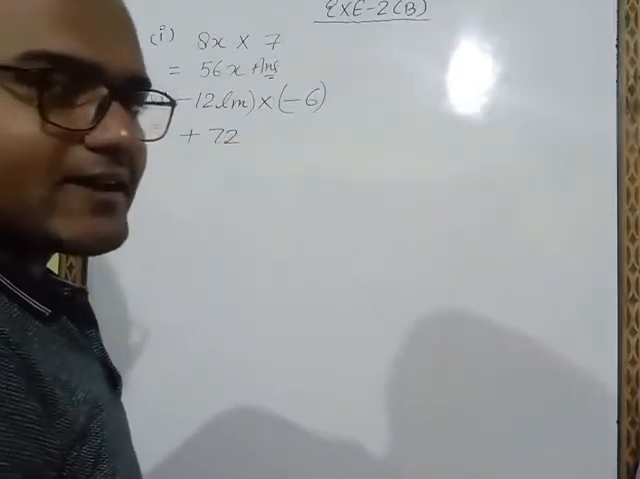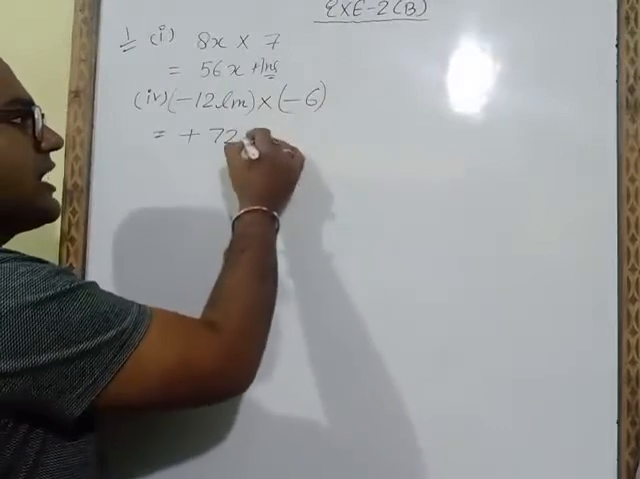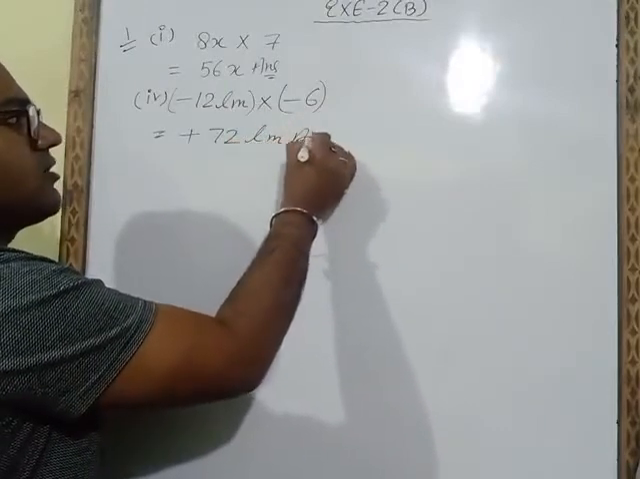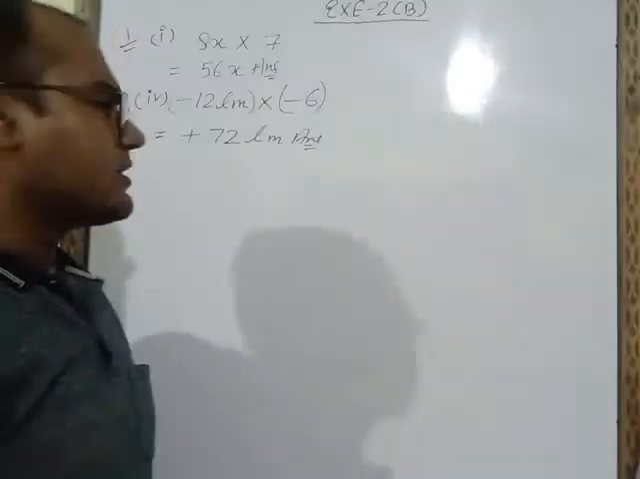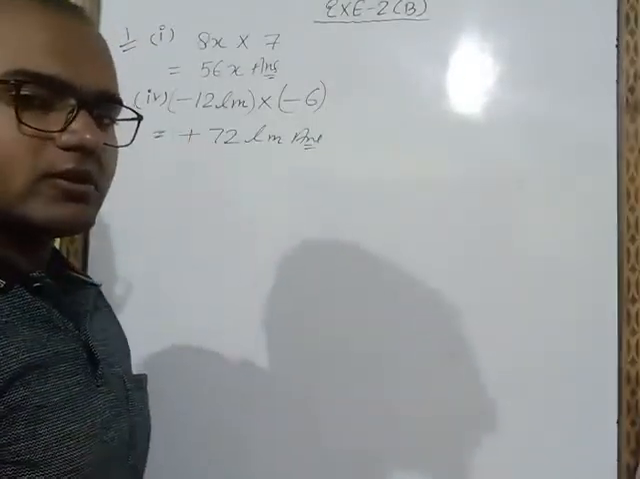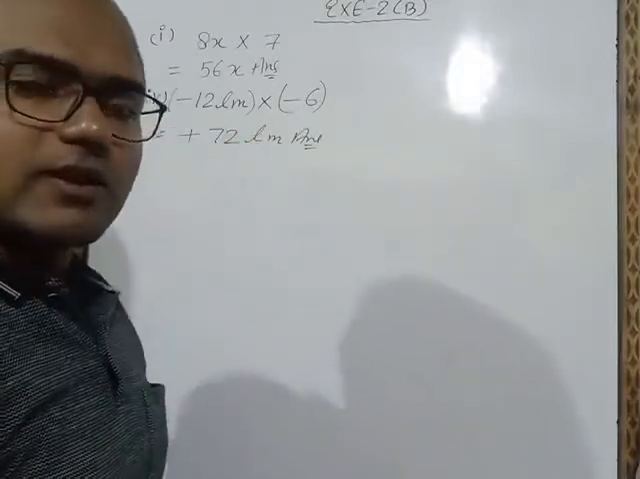After that you have to write the alphabets. Here no alphabet is there in the second term, so this lm we will write as it is. So the answer of the fourth part is plus 72lm. Whether you put the plus or not, both ways are correct. If you do not put the plus sign, your answer will still be correct.